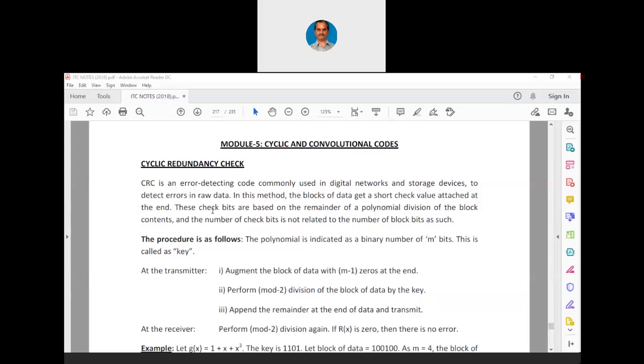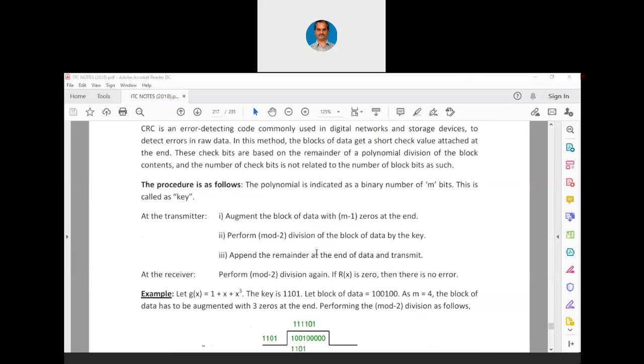These check bits are based on the remainder of the polynomial division of the block contents, and the number of check bits is not related to the number of block bits as such. If it were related, then the number of check bits would also be large, and unnecessarily a lot of resources would be wasted. Again, it depends on the particular application. Now let me discuss further. The procedure is as follows.